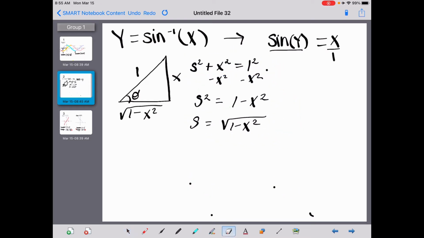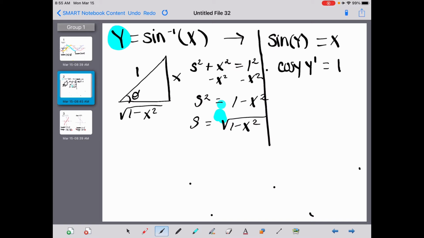Let's continue by finding the derivative of sine y equals x. That way we can find the derivative of y, our inverse sine function. Okay, so on the left side, we're going to have to use implicit differentiation. The derivative of sine y is cosine y times dy/dx, or let's say y prime, equals the derivative of x, which is 1. Divide both sides by cosine y, and we get y prime equals 1 over cosine y.